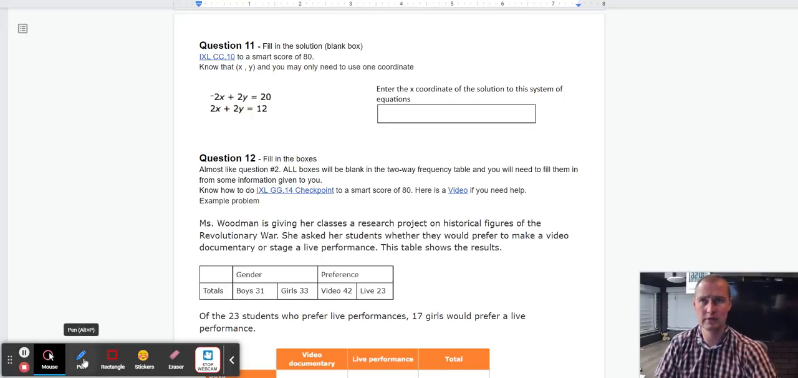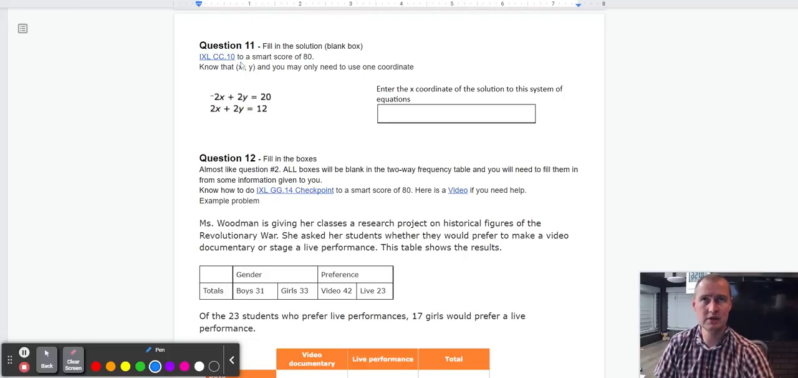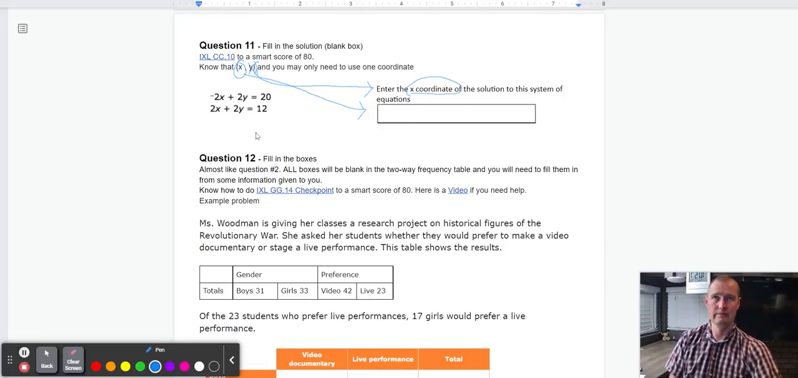What does 1 coordinate mean? Because the solution is X and Y, if you read the actual question and what it's asking for, it says enter the X coordinate of the solution to the system equation. So guess what? Whatever the X value is here is all they're looking for, and they don't care about the Y value. So once you get an X value, you can stop. So in a way, that makes this problem a lot quicker. So what do we do here?